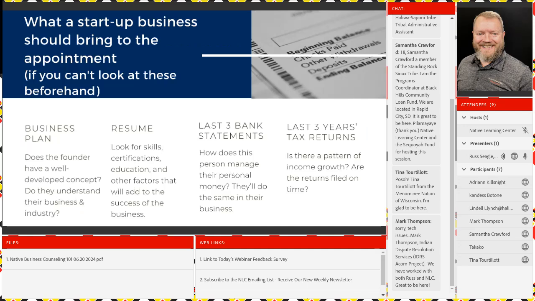So you're going to ask people to bring some things to the first meeting. If they don't have these things, especially a business plan, then your first meeting is going to be talking about how we put together a business plan. But if they can send you any of this beforehand so that you can get a little bit of background, fantastic. Look for the business plan.